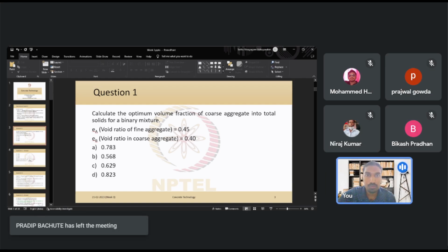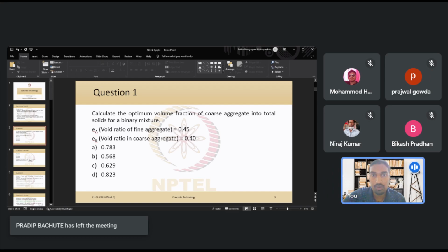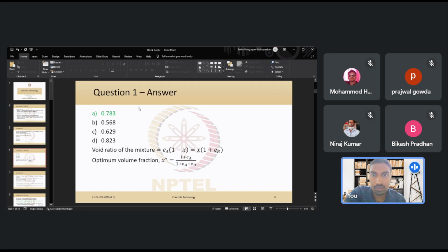So the optimum volume fraction is that volume fraction which will give you the least void ratio, right? So that's the optimum. You want to find the volume fraction which gives the least void ratio of the mixture. Okay, so how do we do that?